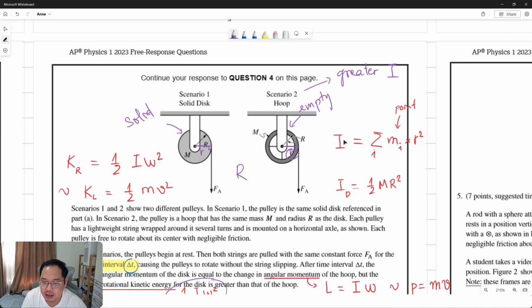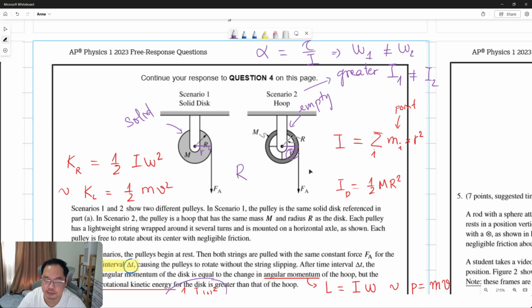Okay, so the point is that the moments of inertia of the two objects are different. Under the same torque, we know that the angular acceleration alpha is the torque divided by the moment of inertia I. Because the moments of inertia differ, even though the torque is the same, the accelerations are different for the two objects. Different accelerations result in different angular velocities, omega 1 and omega 2, as long as I1 is different from I2, and therefore the rotational kinetic energies of the two objects are different.